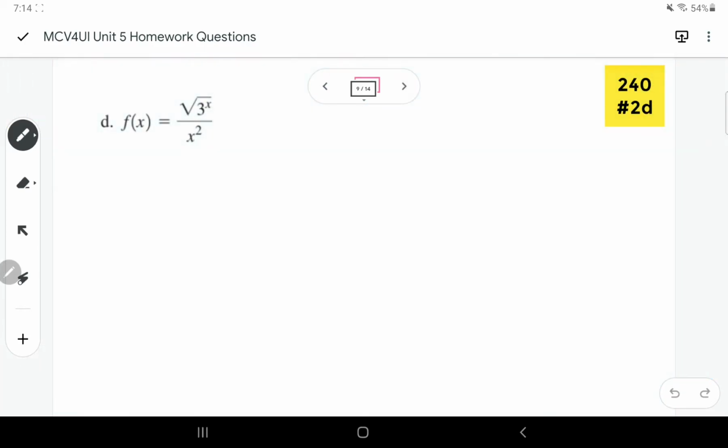So this one, using the quotient rule, I think what likely is the biggest issue here is rewriting this without that square root. So that square root is around the entire 3 to the x on top. So I'm going to rewrite this as a 1/2, and then using our exponent rules, 3 to the exponent x over 2, over x squared. And now I'll take the derivative from there.